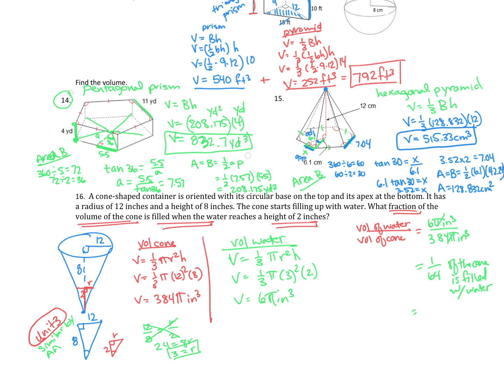What is 1 divided by 64? 1 divided by 64 is 0.015625. Of course, round wherever you want to round, of the cone is filled with water.